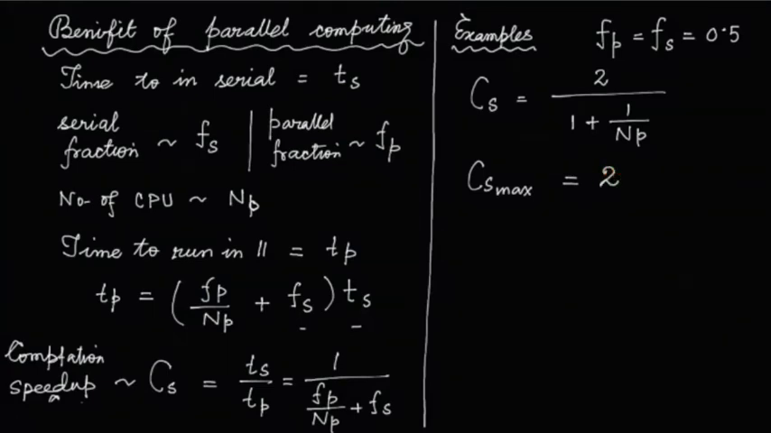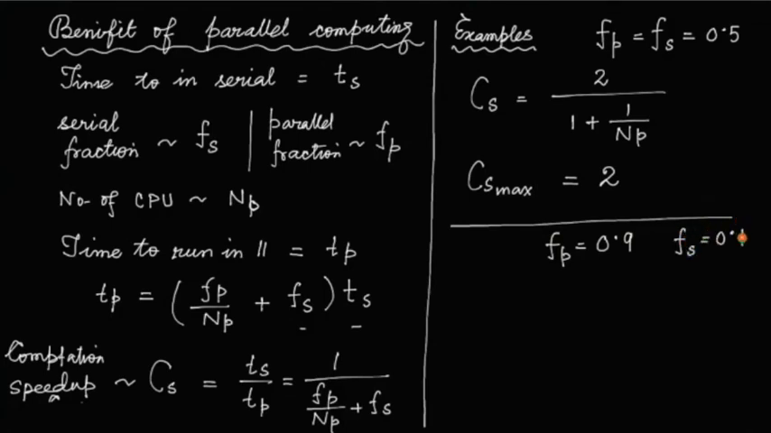So this program is not economic to run on a very large number of processors because we will not gain much speed up. Try to plot CS as a function of NP and see what happens. Now let's say that the fractional part which can be parallelized is 90%, and the serial part, which cannot be parallelized, is 0.1.